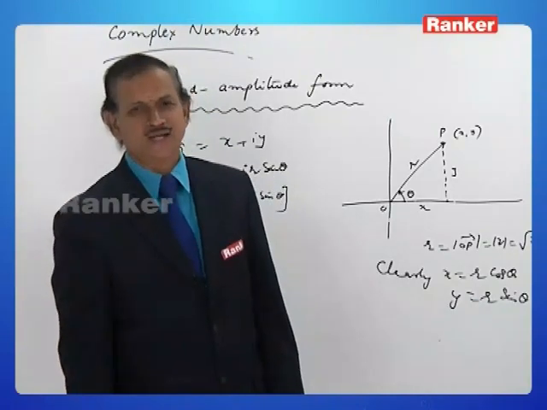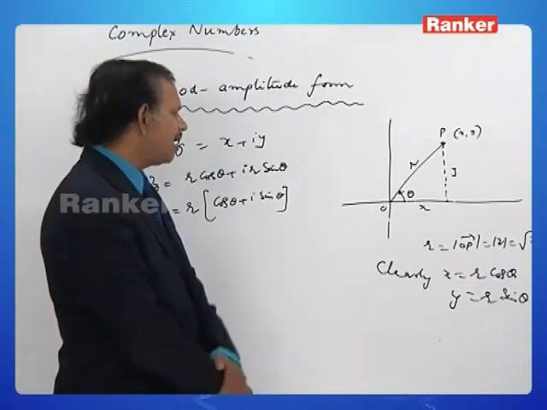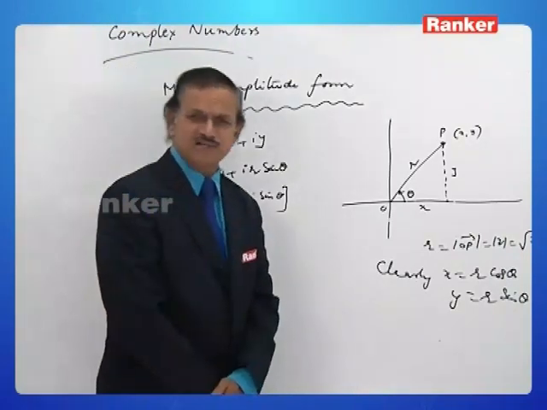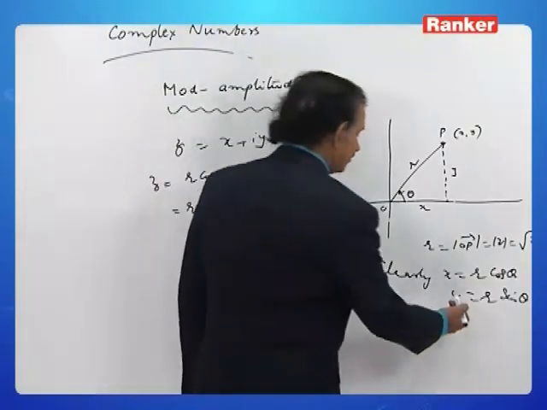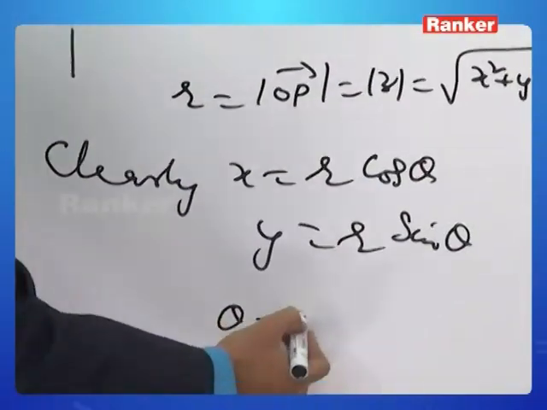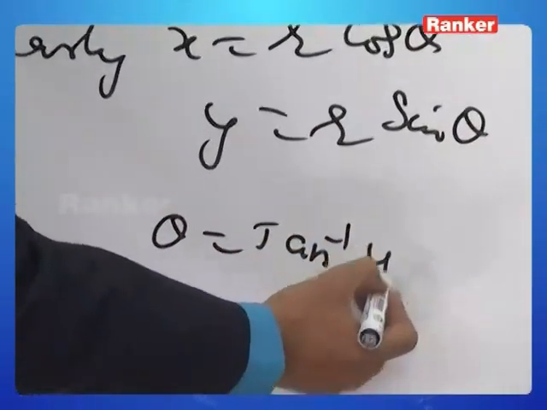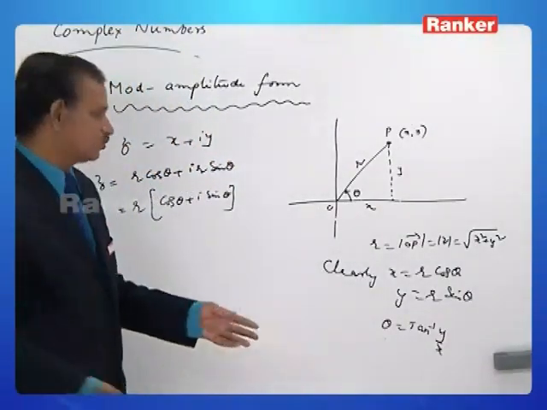Amplitude of z. Okay, how to find that amplitude? To know r, it's very simple. r is just nothing but root of x square plus y square. What is theta? You see what y by x is? y by x is equal to tan theta. Therefore, theta is equal to tan inverse y by x. And we can see many values for tan inverse y by x.